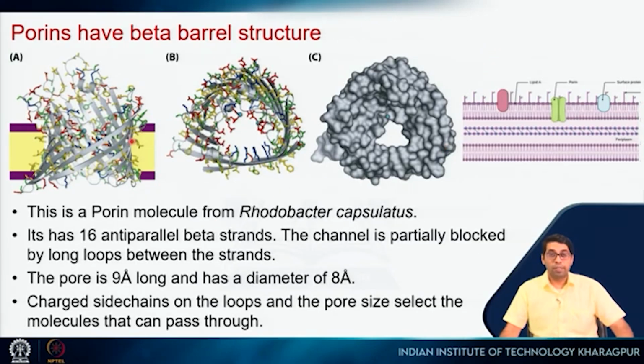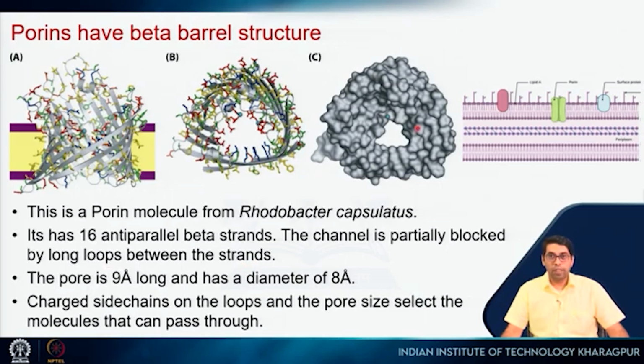The structure that we are seeing here is a porin molecule not from E. coli but from a particular bacteria called Rhodobacter capsulatus. Okay. So if you look at this structure, there are 16 antiparallel beta strands, which means that one strand goes like this, there will be a loop, then it comes back, there will be a loop, then it goes up, there will be a loop like that. So these are all antiparallel and they are connected by long loops between the strands.